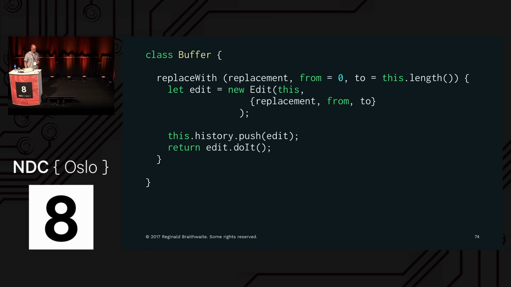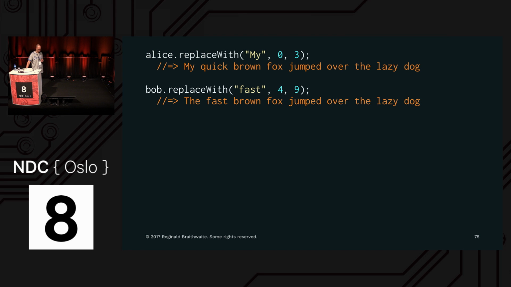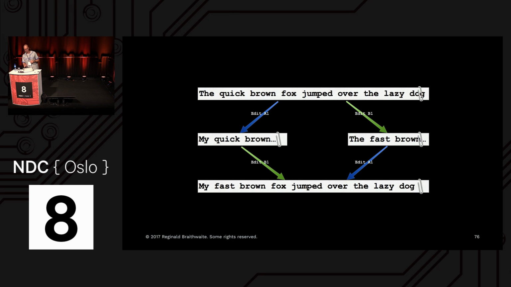Here's a simple version of the buffer that we can work with. It has a history. Alice replaces "the" with "my." Bob replaces "quick" with "fast." And our buffers have diverged.